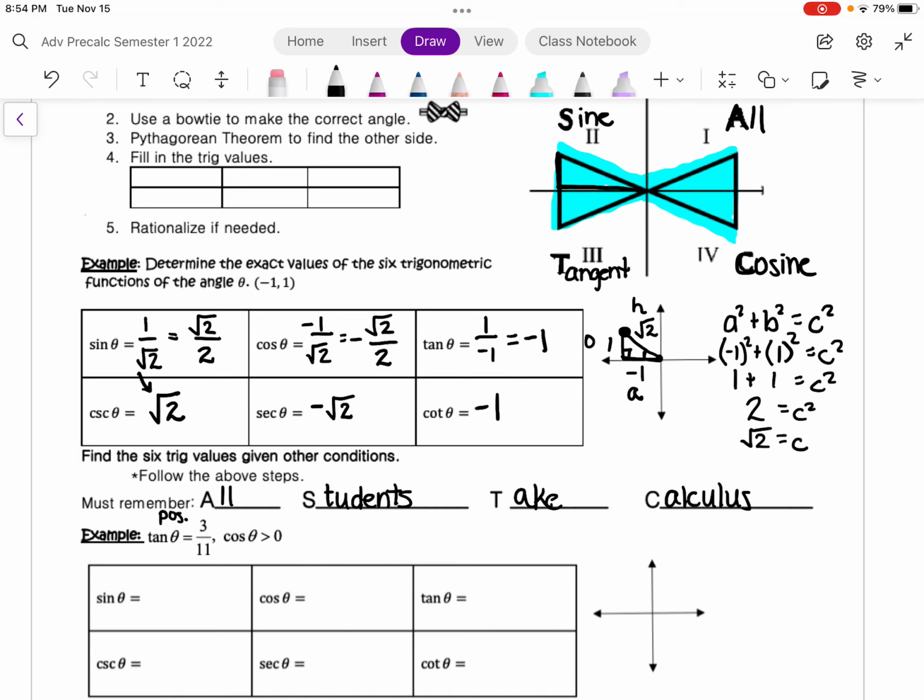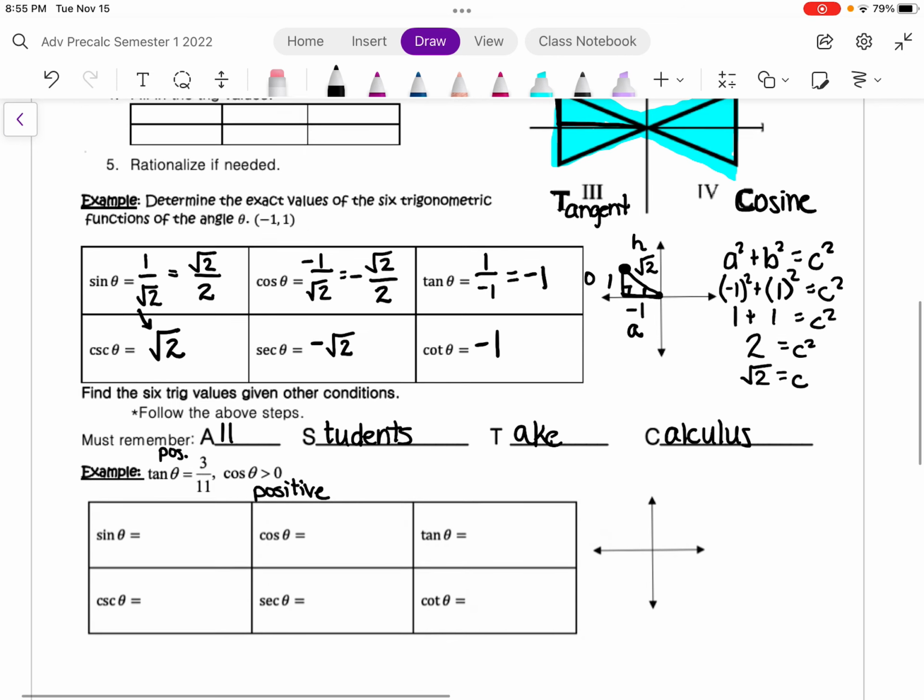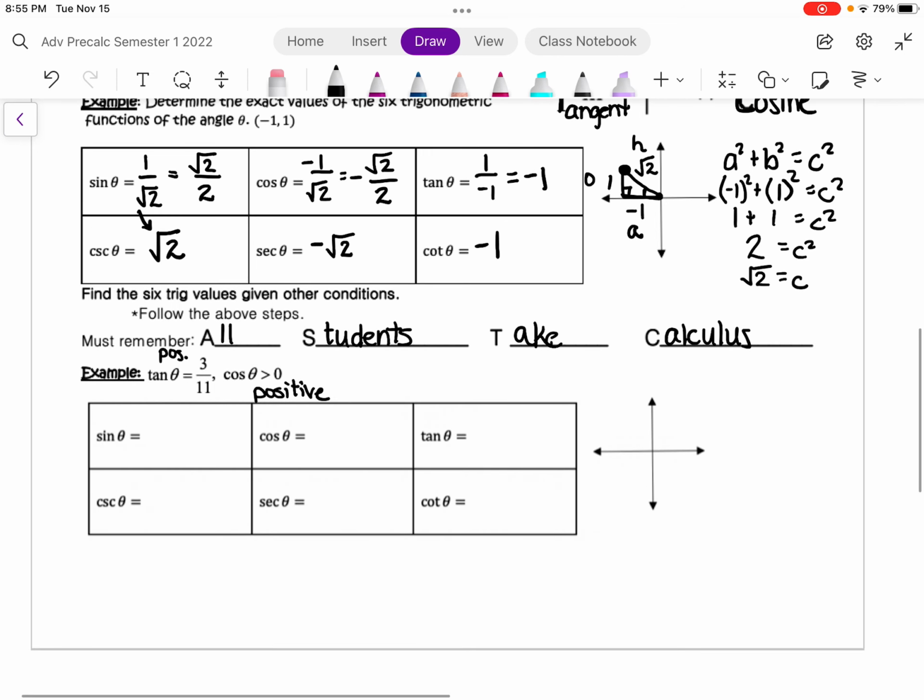Let's look at our second piece of information. Cosine theta is greater than 0. So cosine theta is positive if it's greater than 0. So out of our options 1 and 3, which one of those is cosine positive? Well, it has to be the one where all is positive, because if I have two things positive, it automatically puts it in quadrant 1. So my triangle belongs in quadrant 1. Not the best triangle I ever drew, but there we go.